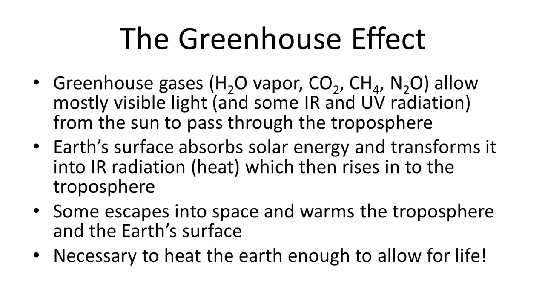And so these greenhouse gases allow radiant energy, or right, the sun's light, to pass through to the troposphere and hit the Earth's surface. And the Earth's surface will absorb that solar energy and transform it into infrared radiation, or heat. And so that heat then rises into the troposphere where the greenhouse gases actually absorb that infrared radiation.